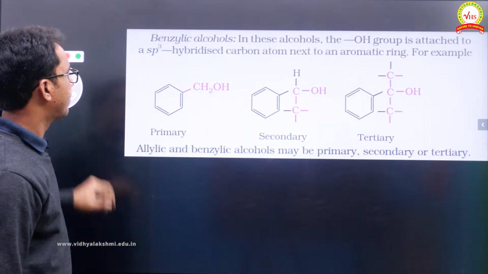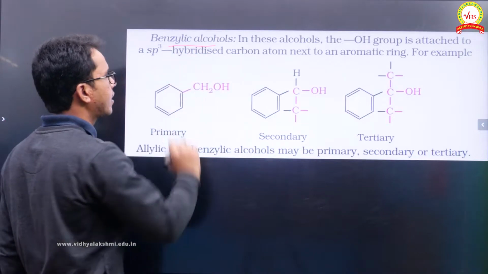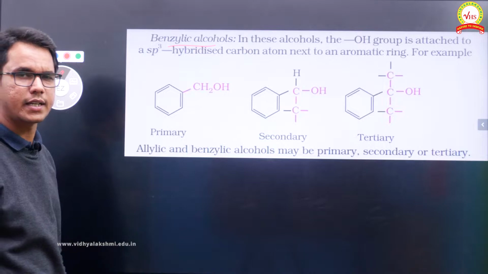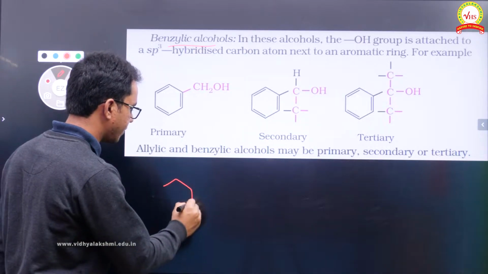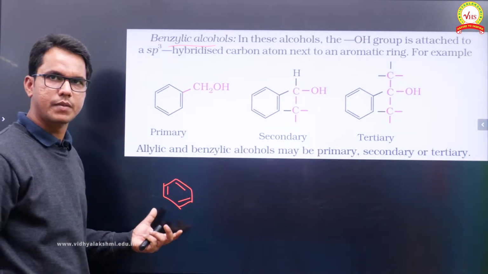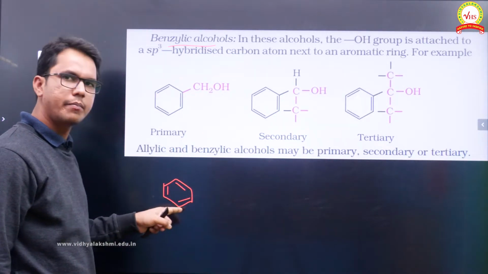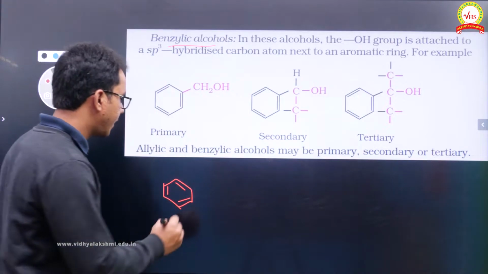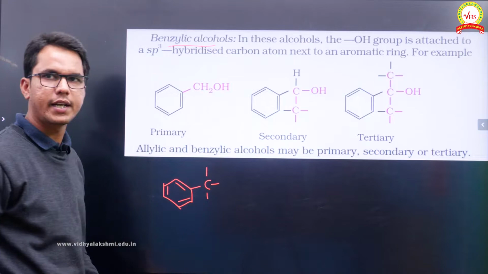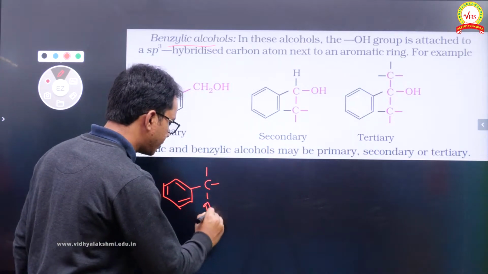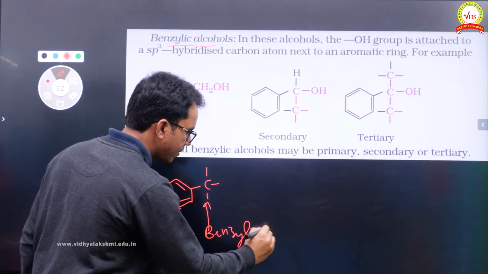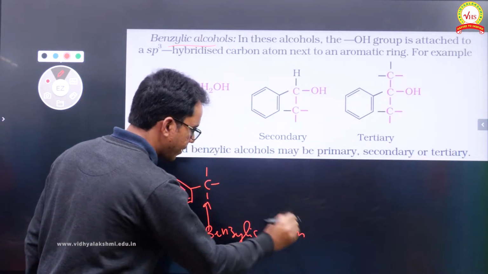We have benzylic carbons also. It is similar to allylic carbon. The difference is that here we have an extra benzene ring. Since benzene is an aromatic compound, the carbons in the benzene are known as arylic carbons. Next to the arylic carbons, whatever carbon starts, it doesn't matter whether it is primary, secondary or tertiary, this particular carbon is known as benzylic carbon.